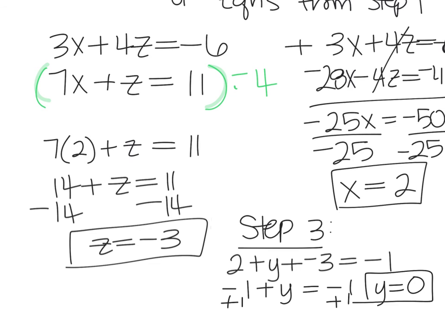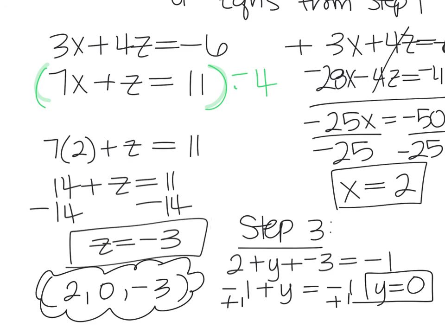So again, I can leave my answer as x equals 2, z equals -3, y equals 0, or I can write my solution as a point, (2, 0, -3), listing them in order, x, y, z.